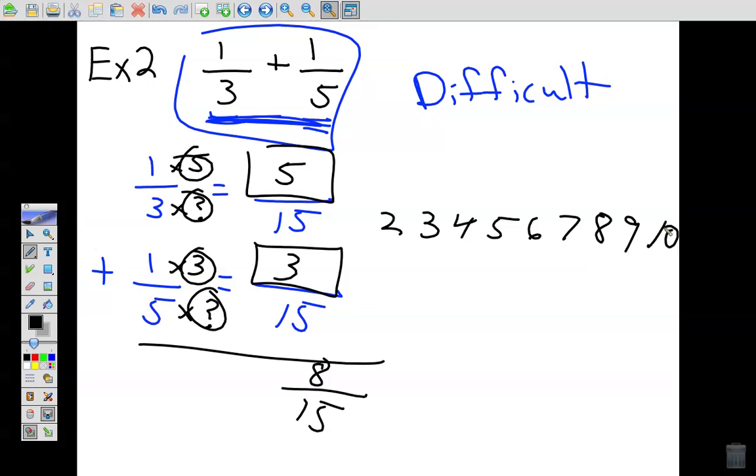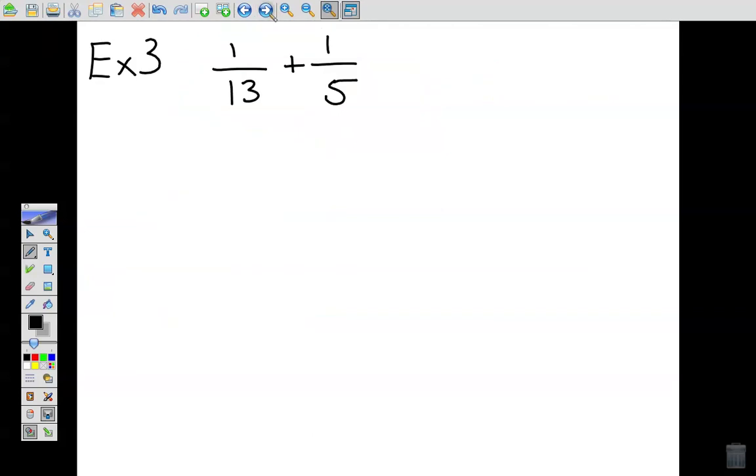Can I divide both these numbers by 2? Can I divide them both by 3? Or can I divide them both by 4, 5, 6, 7, 8, 9, or 10? No, I cannot. The only number I can divide 8 and 15 by is 1. It's in lowest terms. That is my answer. Okay, let's take a look at example 3.